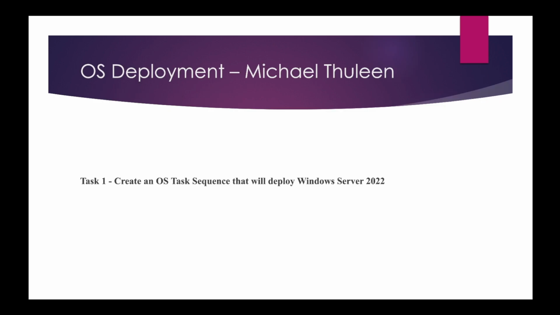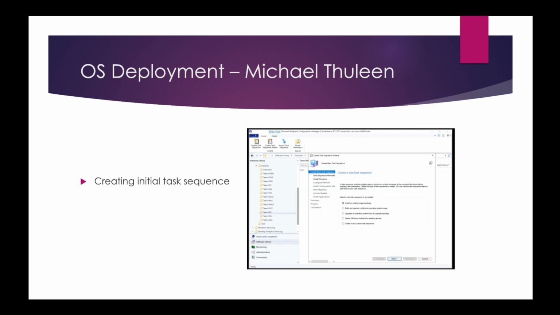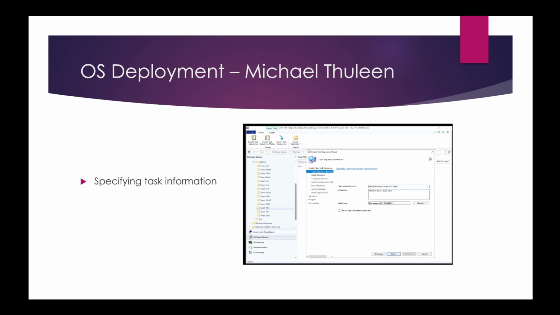This is for task one, creating an OS sequence that will deploy Windows Server 2022. So the first thing I did was create the team folder for our team to put the other assignments in. The next thing is I just selected install in the creation of the task sequence, just install from an image.